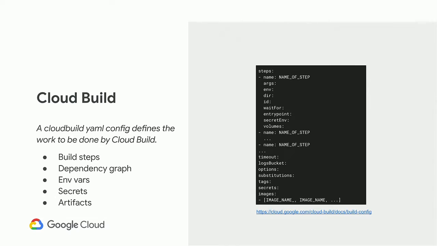So let's take a look real quick. How Cloud Build works: there's a build config file that's in YAML, of course. In that, you define what you want Cloud Build to do for you. You define a series of build steps, and in that config, you can do things like define your dependency graph, environment variables. It integrates with KMS, so you can do secret management, as well as the artifacts that you want to build.